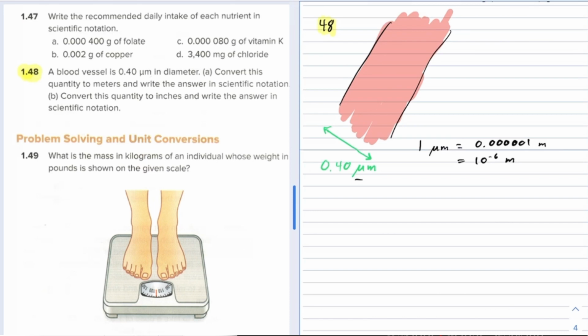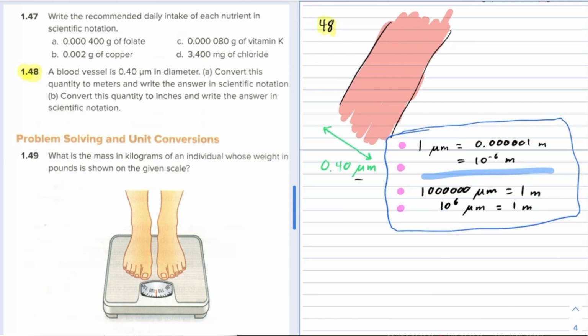Now there's another way to write the relation between micrometers and meters. If 1 micrometer is a millionth of a meter, then it takes a million of them, 1 million micrometers, to equal 1 meter. Or you could say that a million is the same thing as 10 to the 6. It takes 10 to the 6 micrometers to equal 1 meter. So all of these 4 relations are equivalent. They all tell you the relation between micrometers and meters, and you can use any one of them to convert micrometers to meters.